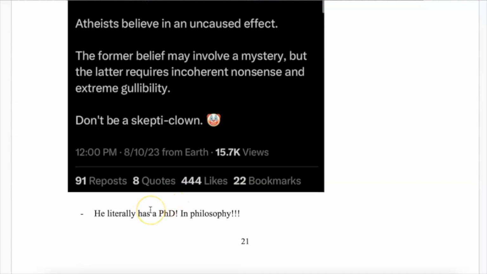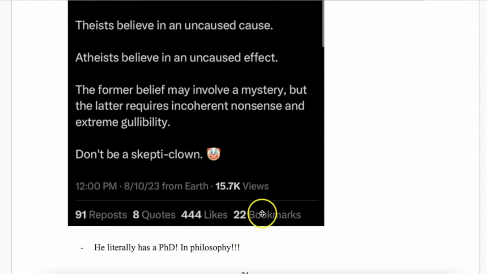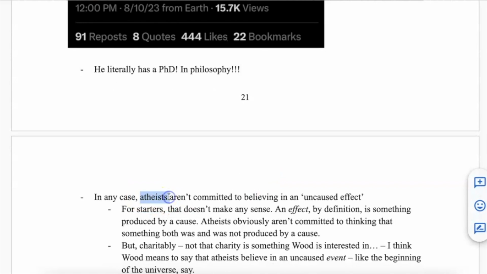He literally has a PhD in philosophy. It's criminal. And it's so popular. Why is it so popular? Oh, I'm in pain. In any case, atheists aren't committed to believing in an uncaused effect.